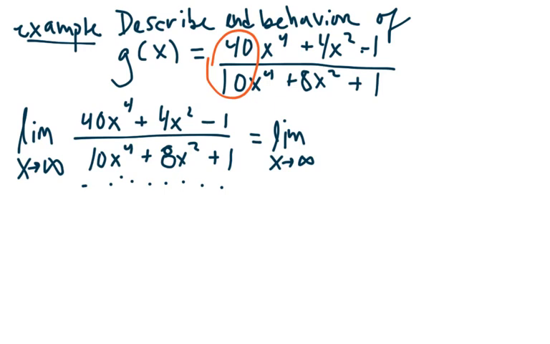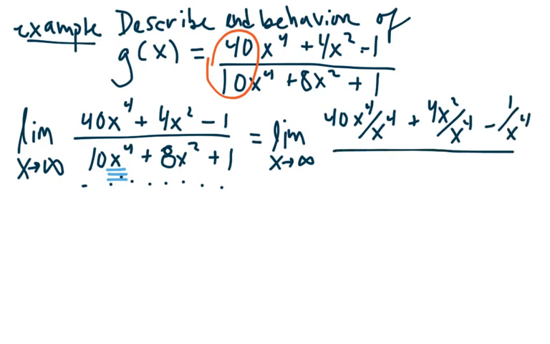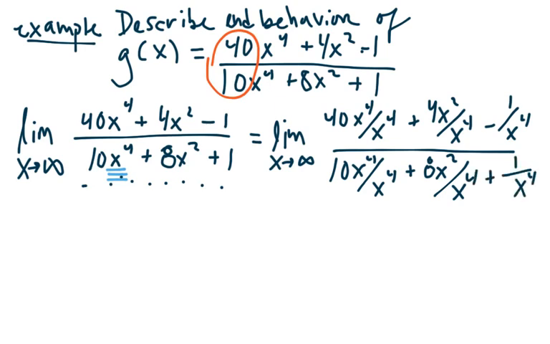Hopefully you can see that the largest power of x in the denominator is x to the fourth. So we're going to be dividing every single term by x to the fourth. We've got 40x to the fourth divided by x to the fourth, plus 4x squared over x to the fourth, minus 1 over x to the fourth, all over 10x to the fourth over x to the fourth, plus 8x squared over x to the fourth, plus 1 over x to the fourth.